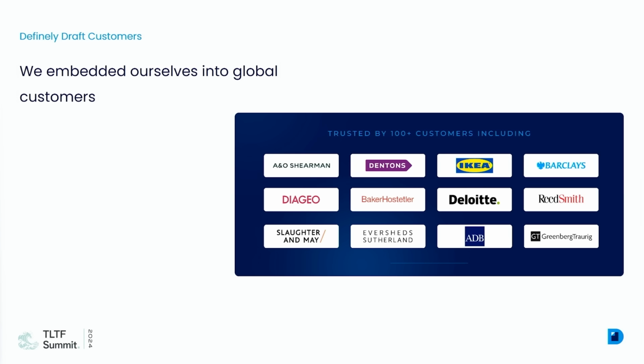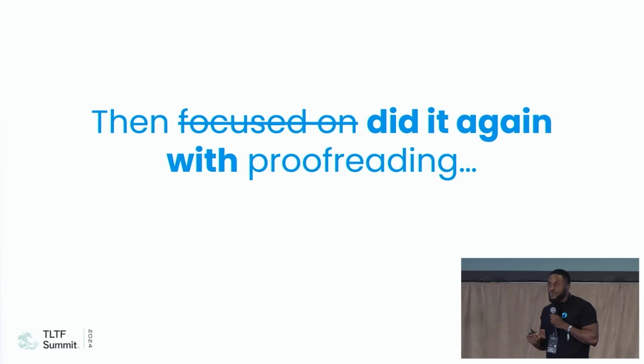And my assumptions were correct. We won a bunch of early customers early on, the likes of A&O Sherman, Barclays, Deloitte, and Dentons. Our customers loved the product, and they saw the efficiency it gave their lawyers and the value it brought to them. And so they then said to us, can you help us with proofreading? And so we did it again.